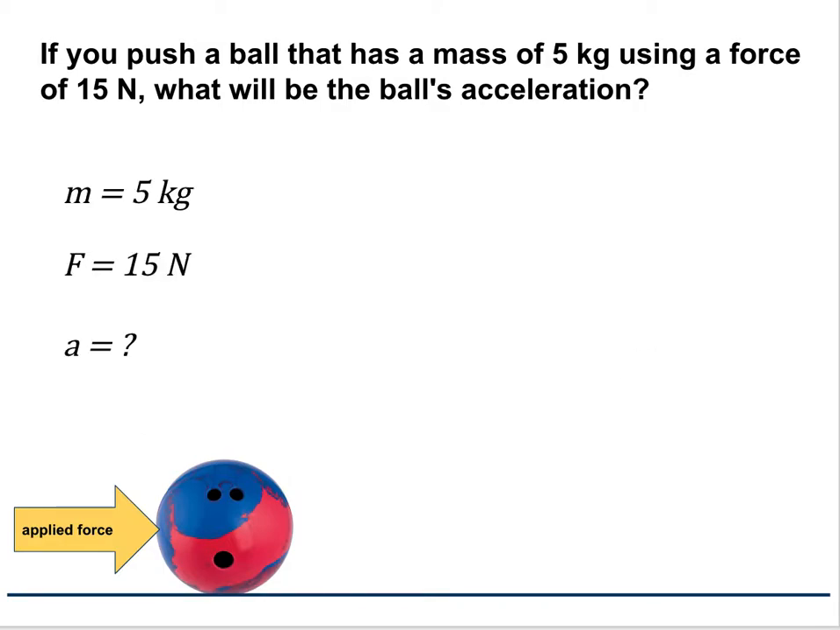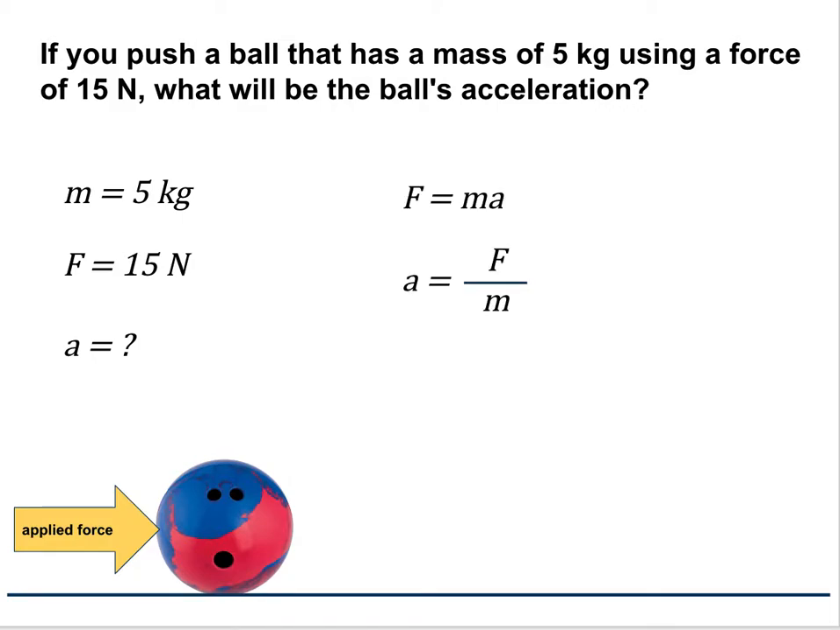From the information, and of course using units as sort of clues, our mass is 5 kilograms. The force that's given is 15 newtons, and we're asked to find the acceleration. So certainly our formula of F equals ma is going to be helpful. It involves everything that this problem deals with.